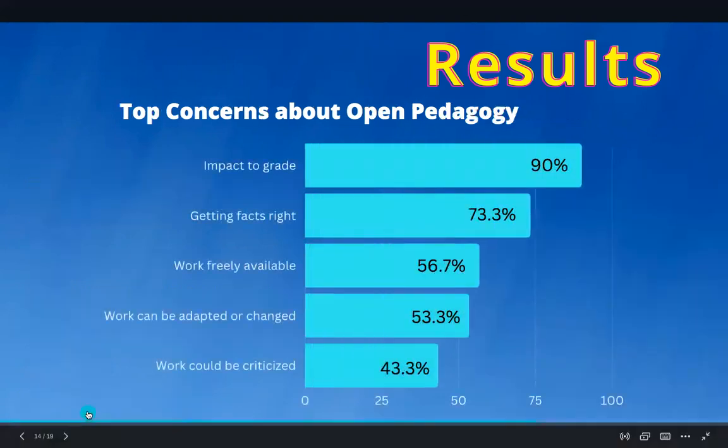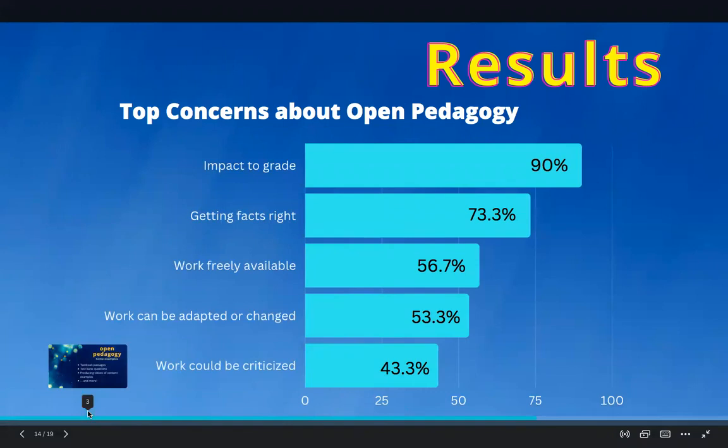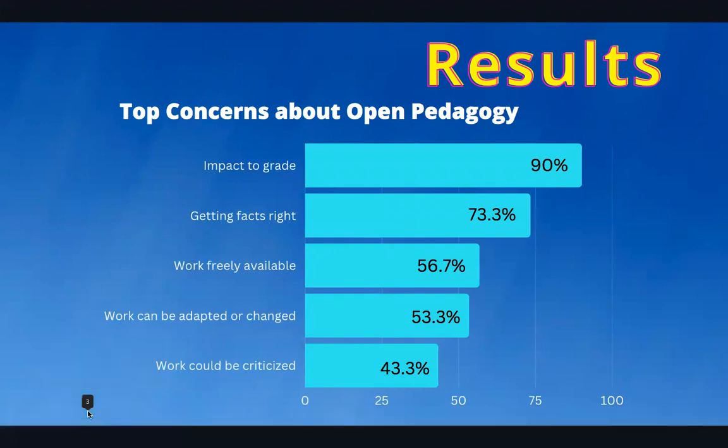So their top concerns, they were asked to choose from a list. And then there was an "other" category that they could choose and write in, but nobody did. They could check more than one, which is why these don't add up to 100. But these were their concerns about the open pedagogy assignment.